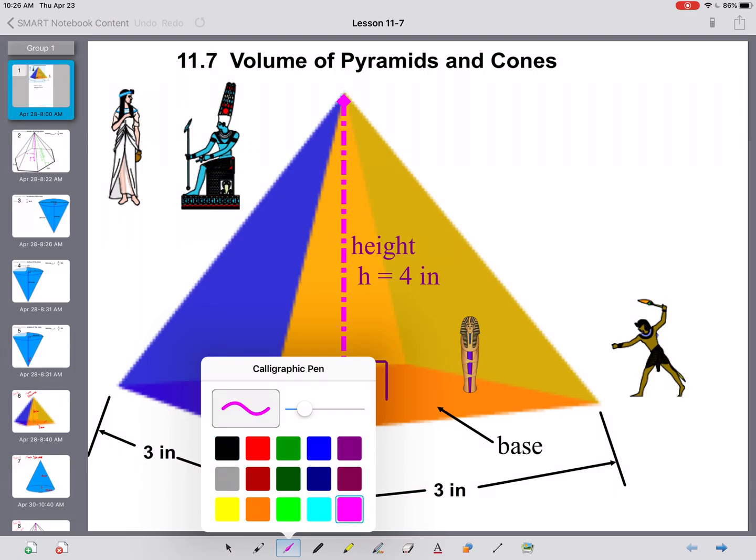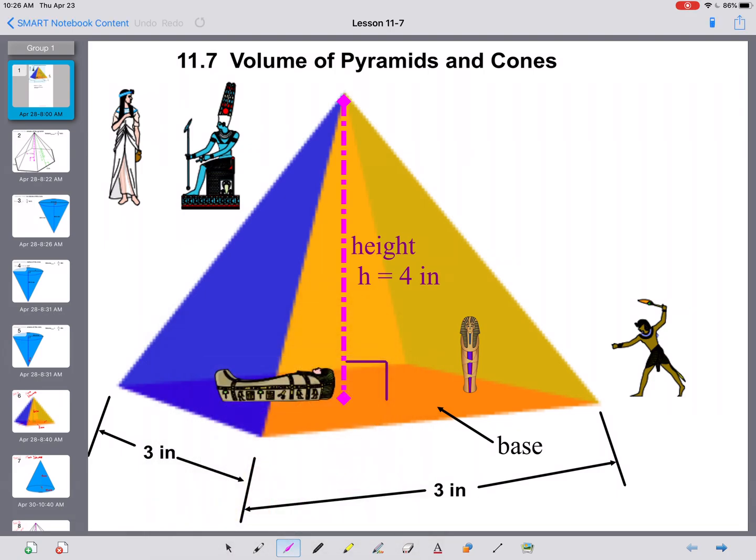Anyways, here we go. On the formula sheet, do we have a formula for the volume of a pyramid? Take a look at it. Volume of a pyramid. Yeah, we do. It's 1/3 capital B times H. Now, capital B stands again for area of the base. The H is the height right through the middle of the pyramid.